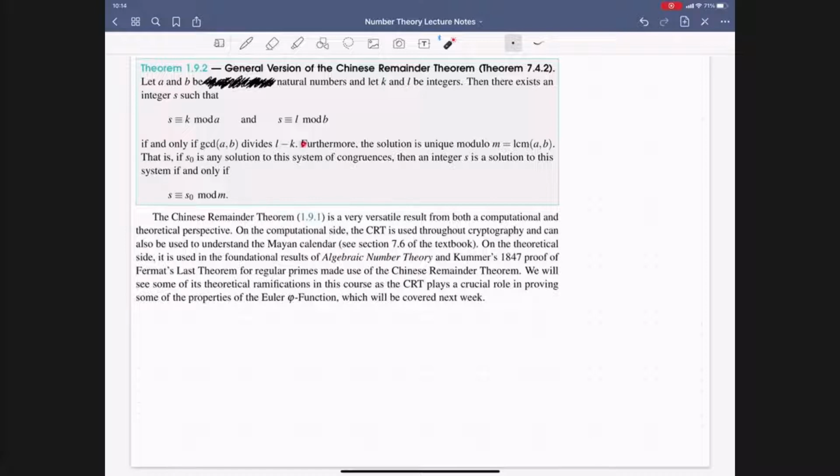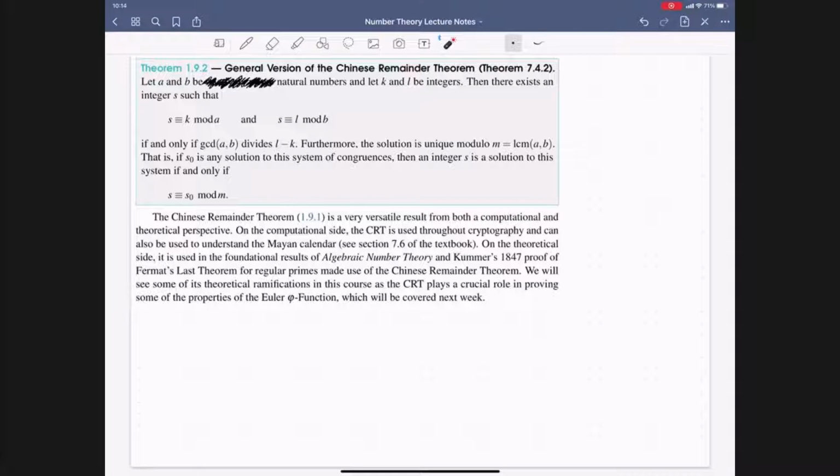And so from there, you can go about the proof in the same manner we just did, but there are some restrictions. Because we no longer have that it's relatively prime, the solution won't be unique up to a times b, but up to the least common multiple of a and b. So it will be unique modulo the least common multiple of a and b. And so that's what you'll be doing for homework.